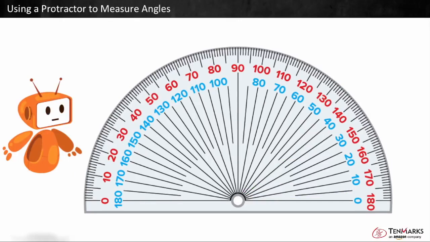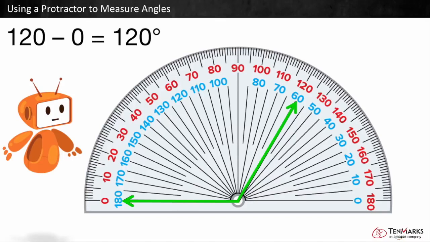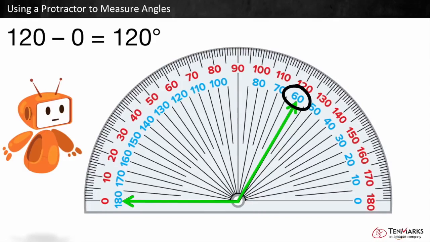Let's look at another angle. One arm of the angle points at the 0 on the left, so we can look at the red numbers starting at 0. The other arm of the angle points at 120. To find how many degrees are between the arms, let's find the difference. 120 minus 0 is equal to 120. This angle is 120 degrees. 120 degrees makes sense since this angle is obtuse, or greater than 90 degrees. The other number this arm is pointing to is 60 degrees. 60 degrees would not make sense since this angle is obtuse.